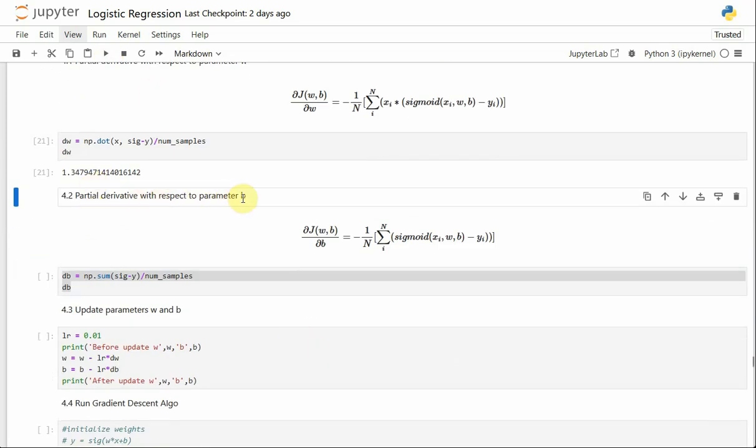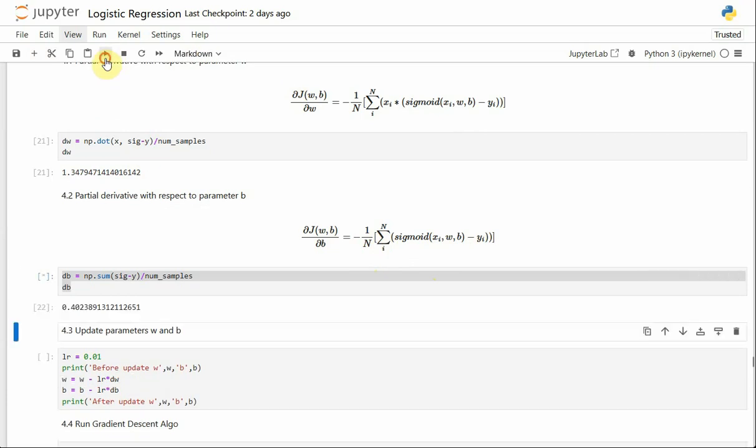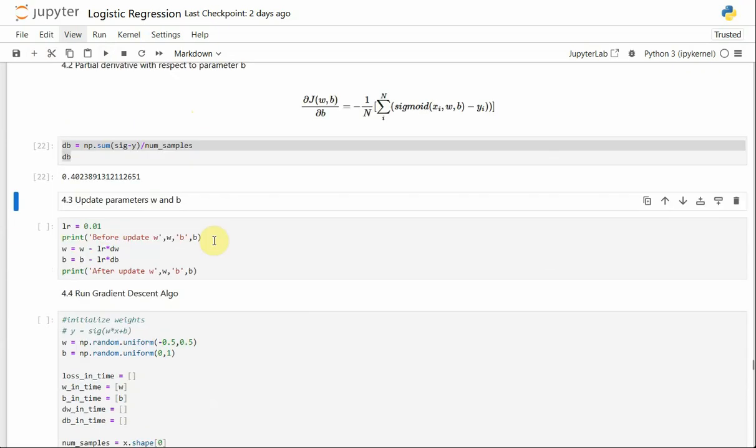The partial derivative with respect to parameter b should be computed as follows. We take a sum across all the data points, and for each data point we compute the difference between the sigmoid function output and the corresponding y value. Then divide this sum by n and take it with a negative sign. And these are our gradients for the parameters.